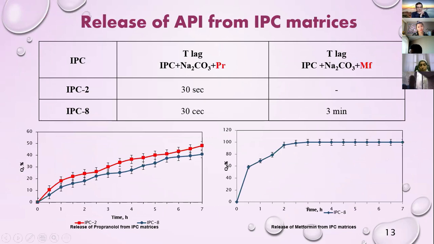we've used two APIs, propranolol and metformin, and again we made compacts with the interpolymer complex, a floating agent, and API, and we measured lag time, and then we made an assessment of release properties using the USP2 apparatus, a rotating paddle. And as you can see, for both complexes, IPC2 and IPC8, lag time is 30 seconds, it's enough, it's good.